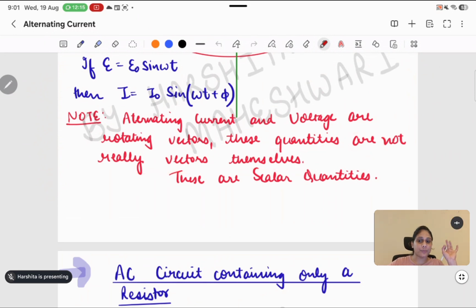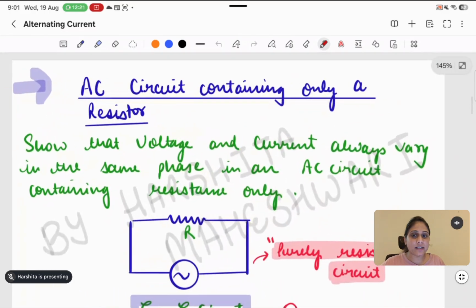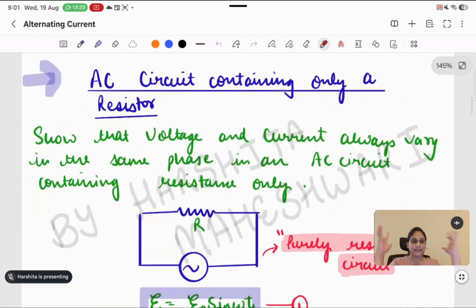Very, very important point. Now we will be going ahead with the derivation portion, in which we will include, first of all, an AC circuit in which we have a resistor only. Next we will include only an inductor, then only a capacitor, right? In this manner, going ahead, we will then take the combos of two.